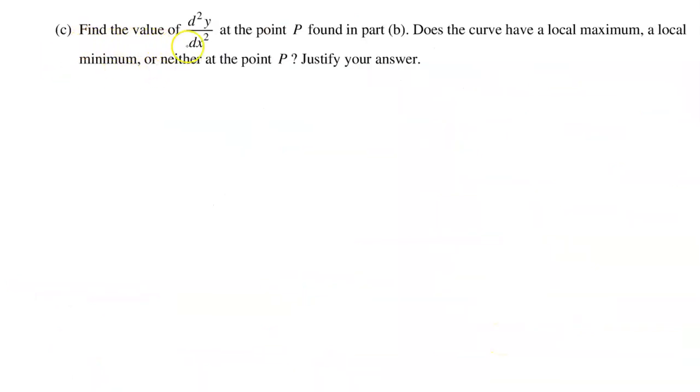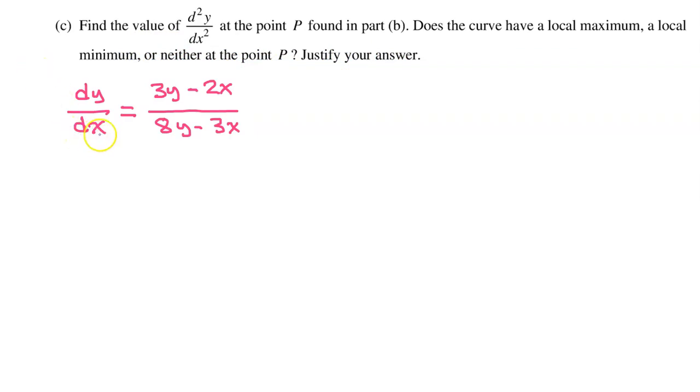Part C: find the value of the second derivative at the point P found in Part B. Does the curve have a local maximum, a local minimum, or neither at point P? Justify your answer. So here's the first derivative from Part A. To find the second derivative, we need to take the derivative again. But I can see that the quotient rule is about to happen.